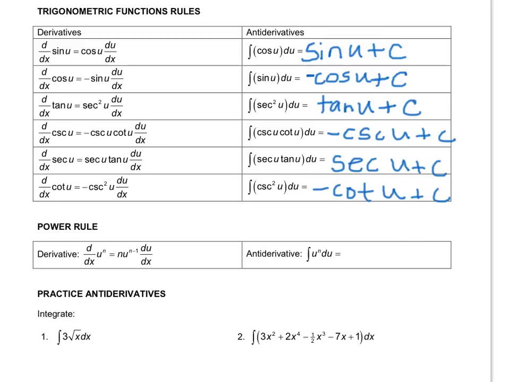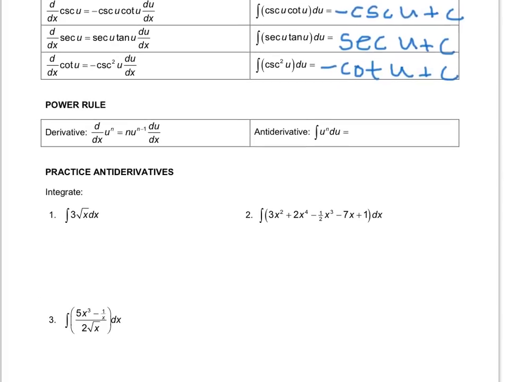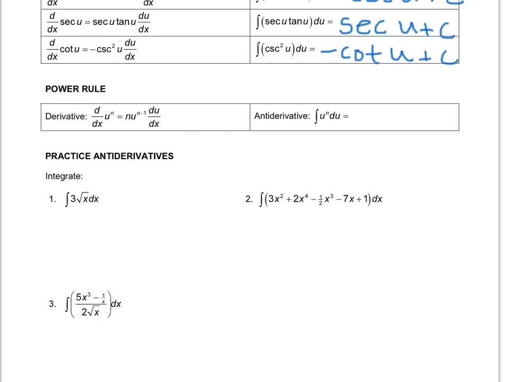Okay, let's go ahead and take a look at our power rules now. We're going to move this up a little bit. All right, so our power rules.